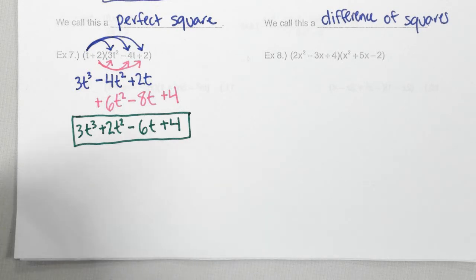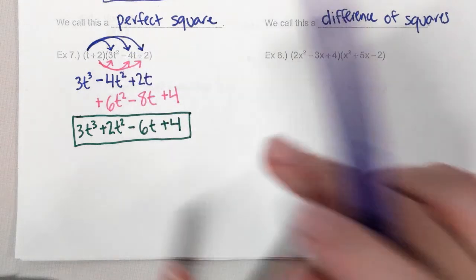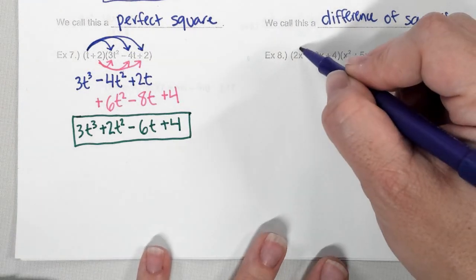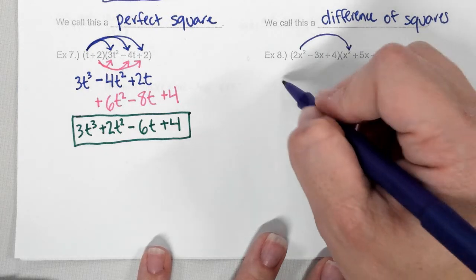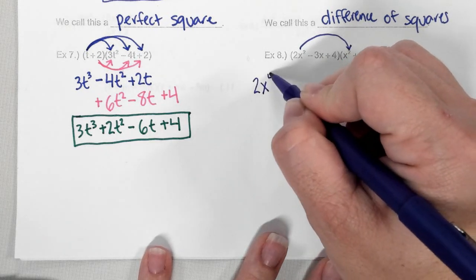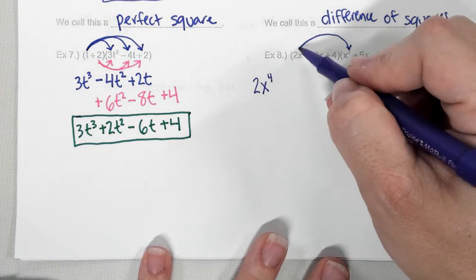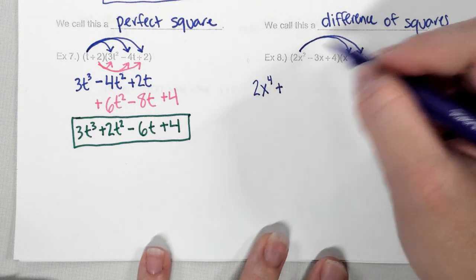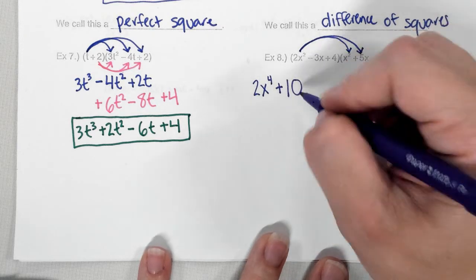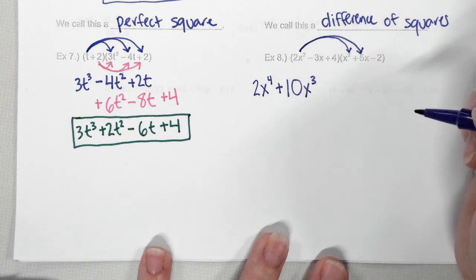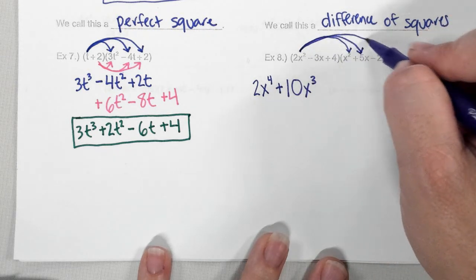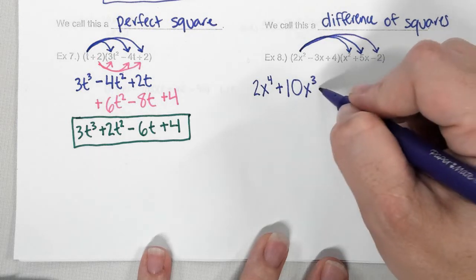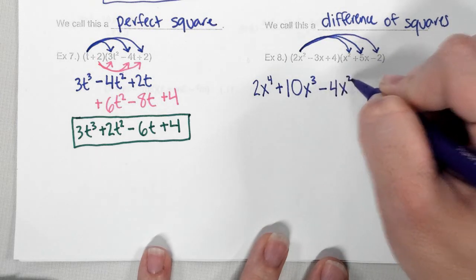Okay, last one. We're going to start the exact same way, except this time we have a trinomial times a trinomial. So instead of just 2 sets of arrows, I'm going to have 3 sets of arrows. So what's 2x squared times x squared? 2x to the 4th, not cubed. 2x squared times 5x. 2 times 5 is 10. X squared times x is x cubed. And then 2x squared times negative 2 is negative 4x squared.